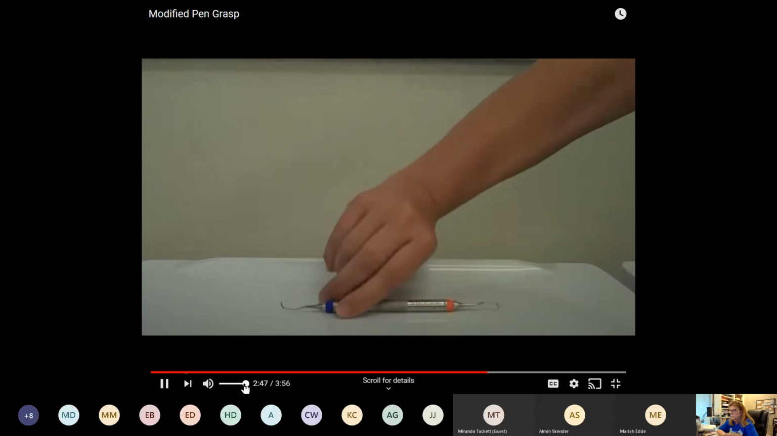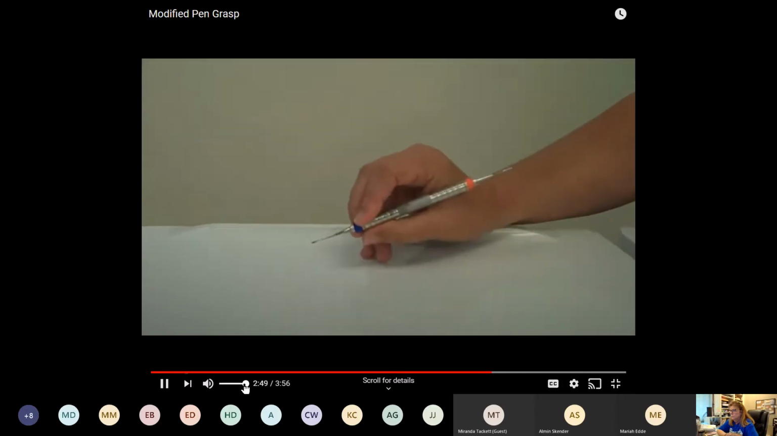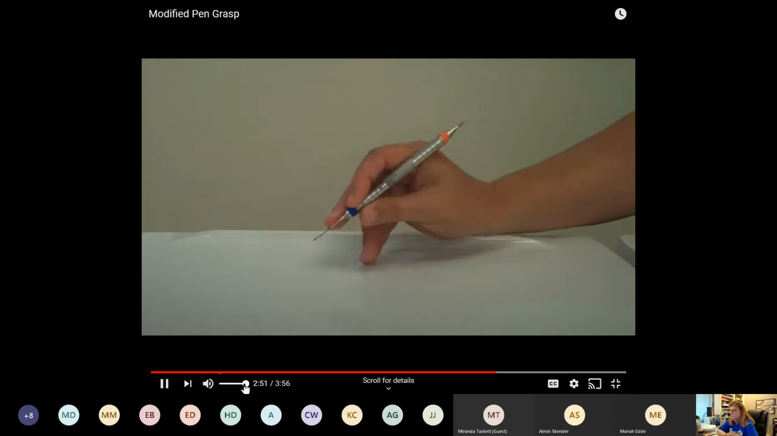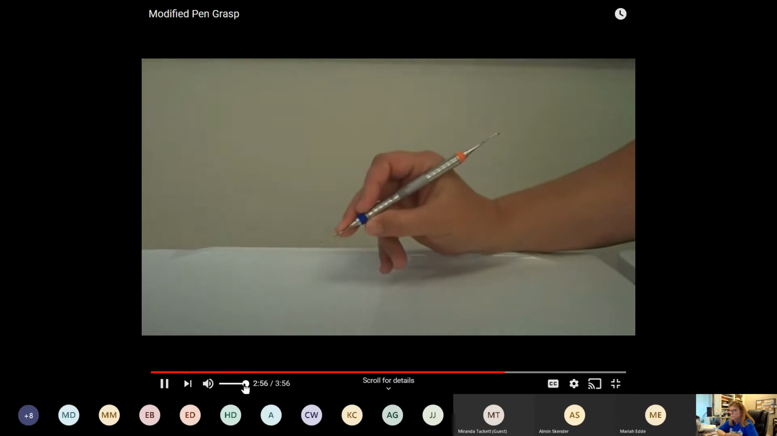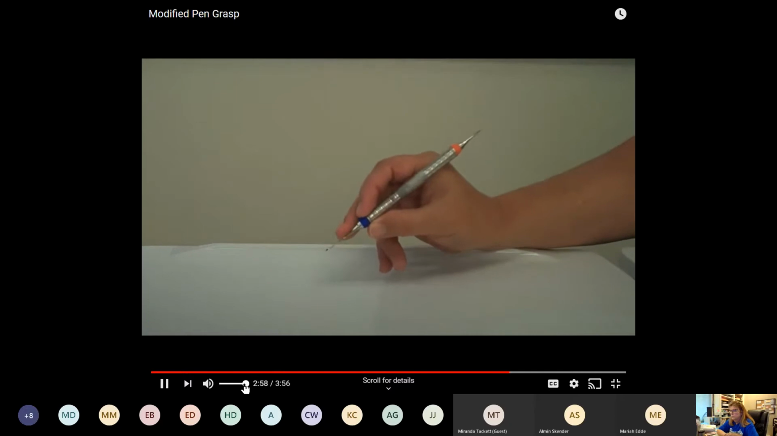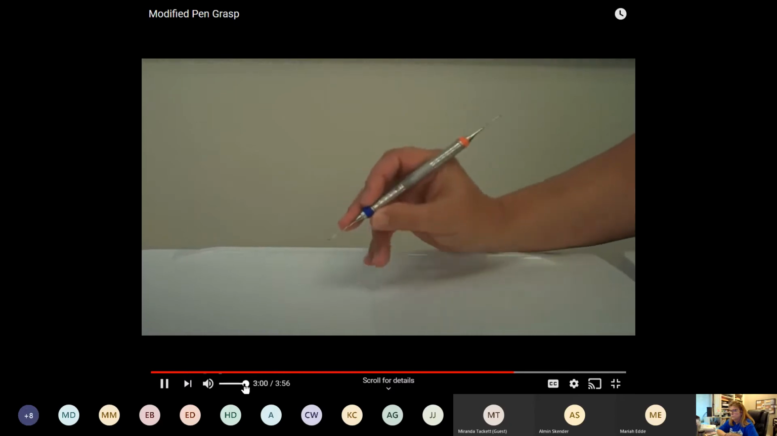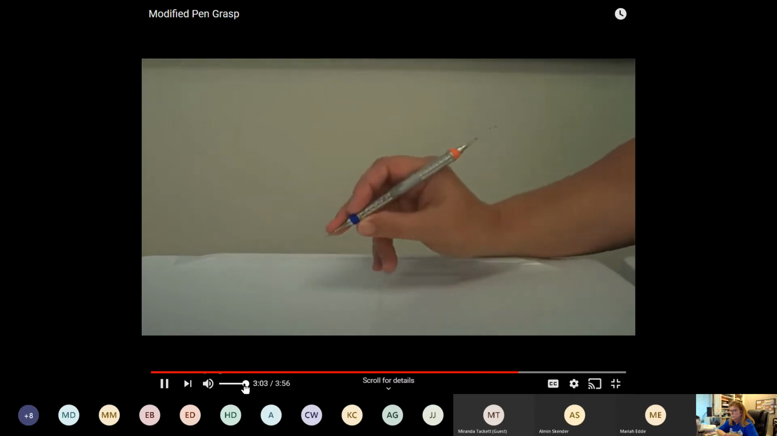So let's go back to your instrument. I'm going to pick that up. I'm going to place my fingers here. My thumb and my forefinger or index finger are across from each other. My middle finger is up on that shank. So this is my modified pen.